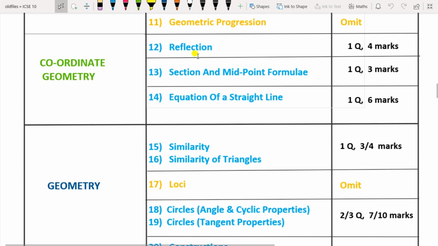Then lessons 12 to 14 are called coordinate geometry. 12th lesson is reflection, 13 is section and midpoint formula, and 14th is equation of a straight line. So here from reflection, one question for 4 marks, section and midpoint formula, one question for 3 marks, and equation of a straight line, one question of 6 marks. So these three lessons will constitute about 13 to 15 marks. These are interrelated chapters, okay. So you have to work hard for these lessons.